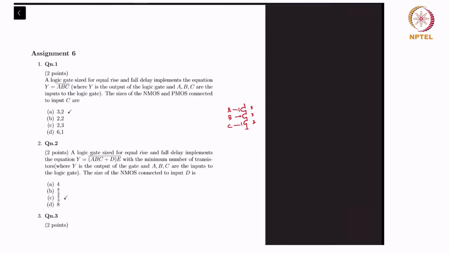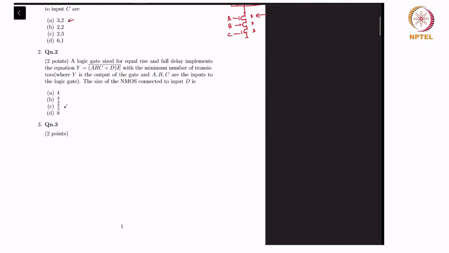And of course, now we have to make the dual stack on the PMOS. Since this is not a self-dual function, you'll have to implement the dual stack as is, but it's okay because the stack size of the PMOS is just 1. So that means you can just get away with a single transistor for the PMOS, 3 transistors of them in parallel. So the size of the NMOS is 3 and the size of the PMOS is 2. So it's 3, 2. This is the answer.